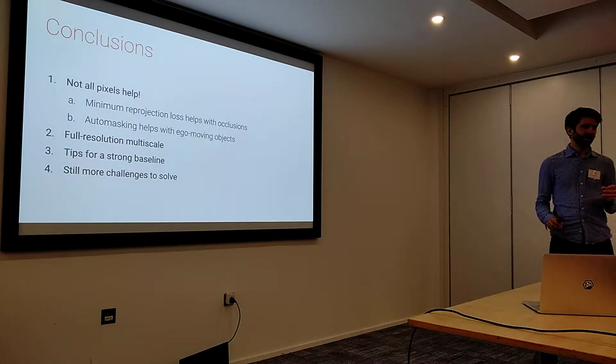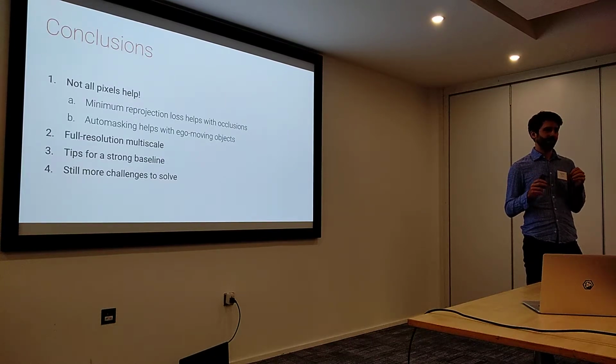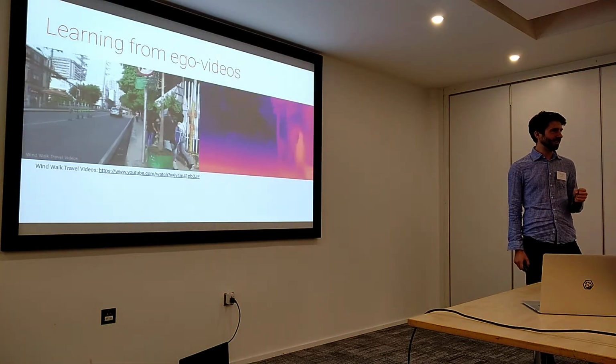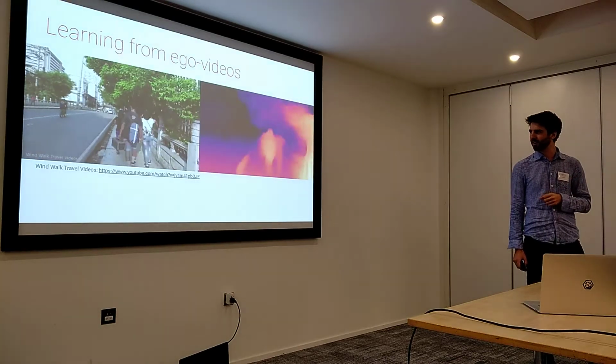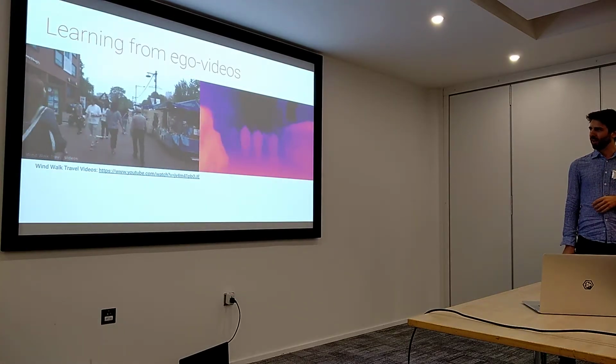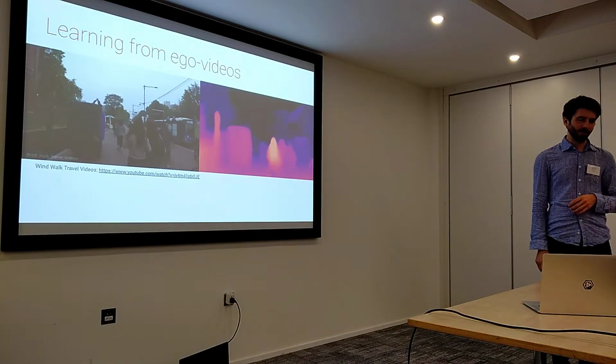What I've talked about today, I think the first thing is when you're doing these dense reprojection methods, not all pixels help. Sometimes rather than including more pixels, you can actually do better by ignoring some pixels. Full resolution multiscale is useful. There are some tips for doing strong baselines, but importantly, there are still more challenges to solve. This is definitely not a solved problem. We were pleased to get some results on some YouTube data, so going out and training this on videos like this. But you can see here there's a scene shape, but there's still problems. And I think making this kind of result better is one of the big open areas for the future.